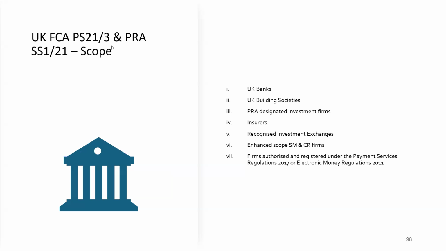This is the scope of the operational resilience regulations now. UK banks, building societies, PRA designated investment firms, insurers, RIEs, SM&CR firms, and firms authorized and registered under the Payment Services Regulations 2017 or e-money regulations 2011.